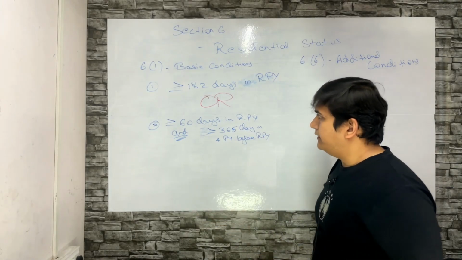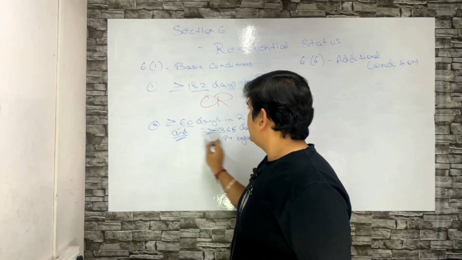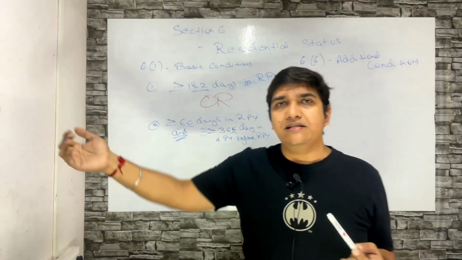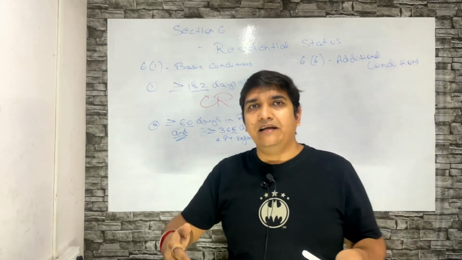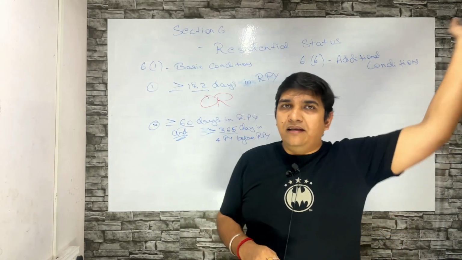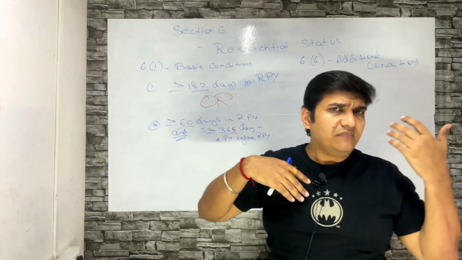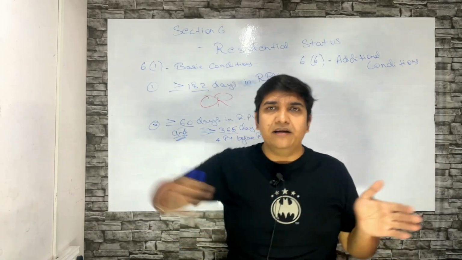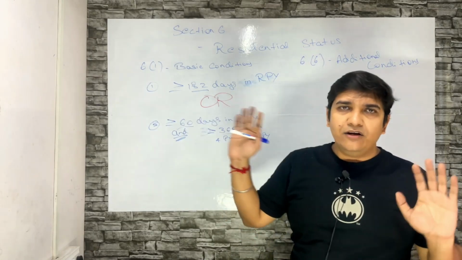Now, to calculate this 60 days or 182 days or 365 days, the period of stay in India need not be continuous. It can be scattered. Let's say 1 month in April, 1 month in June, 1 month in December, 1 month in September, 1 month in March. It need not be a continuous period of 182 days or 60 days or 365 days. Scattered, it is also counted.